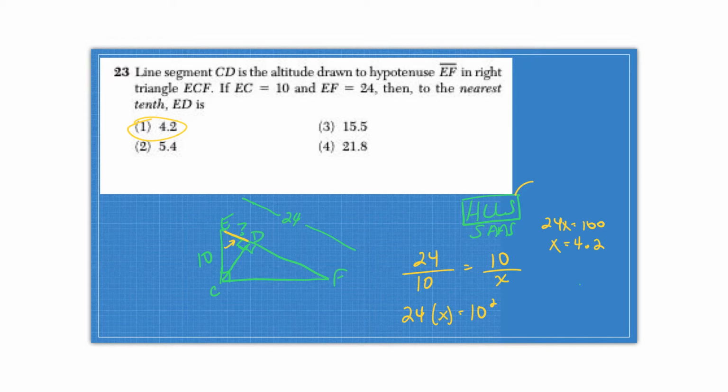This would be an example where using SAAS would be really difficult because we would have to set this up as like x and 24 minus x to try to figure out what this is. And then it's just too much work at that point. So you're much better off using HLLS on this question, even though usually they expect you to use SAAS.